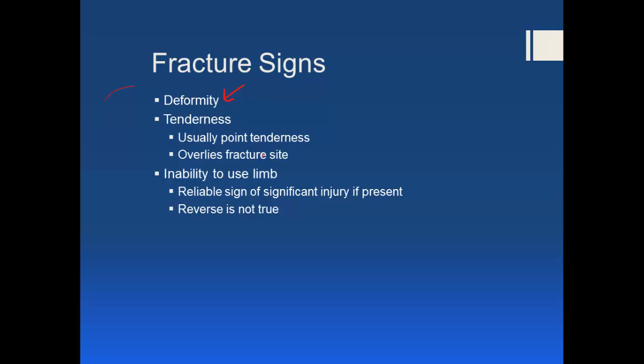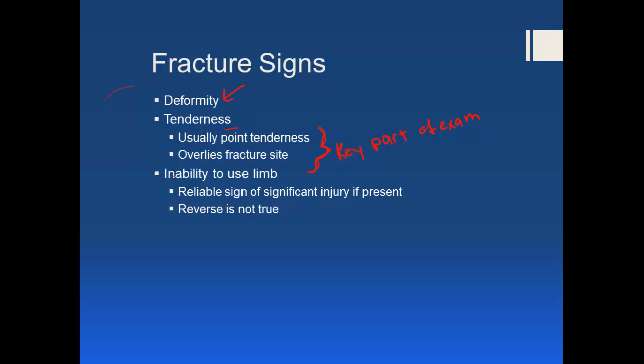Tenderness. It usually hurts to break a bone. It's usually point tender, and it overlies the fracture site. So this is a key part of your exam. The reason we do physical exams is so that we can find things like this. And if we have that point tenderness over a very particular area, then that's also something that's important to note.